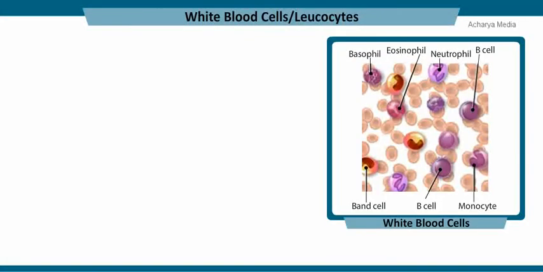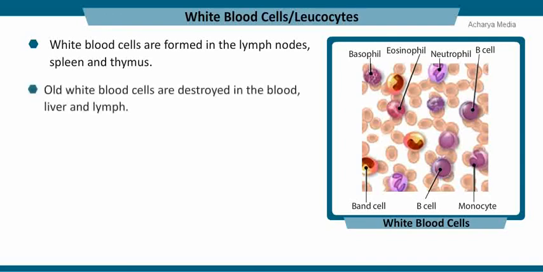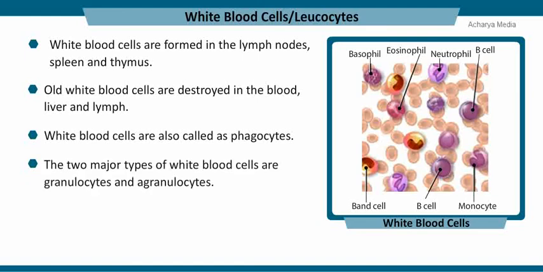White blood cells are otherwise said to be leucocytes. White blood cells are formed in the lymph nodes, spleen, and thymus. Old white blood cells are destroyed in the blood, liver, and lymph. White blood cells move like amoeba and feed on the foreign materials that enter the body. Therefore, white blood cells are also called phagocytes. The two major types of white blood cells are granulocytes and agranulocytes.